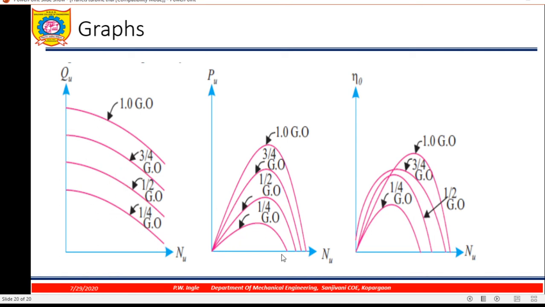Then these are the curves with respect to PU and NU, and overall efficiency and NU. So this completes the conduct of the trial on the Francis turbine to plot variable speed characteristics. So we'll stop here. Okay, thank you.